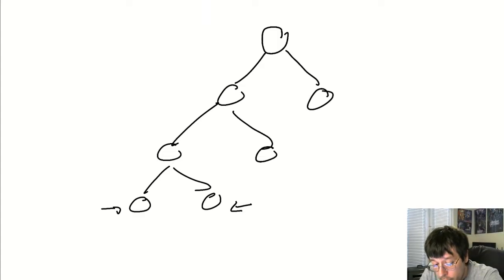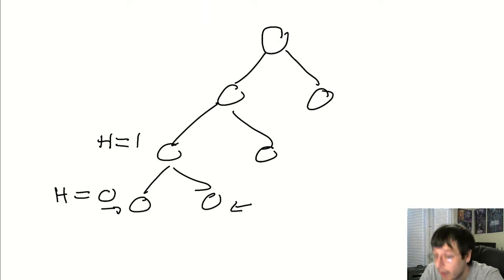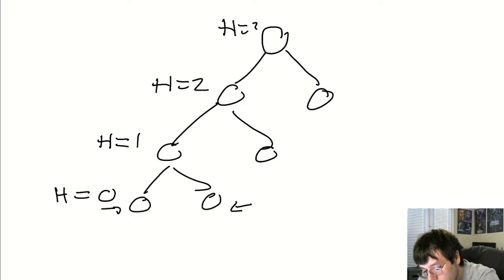Okay, so I'm going to define height of 0 to be a leaf node. That is going to be considered height 0. And a node that is not a leaf node, but is away by 1 from a leaf node, I will consider to be height of 1. So then this will be height of 2. This is height of 3.